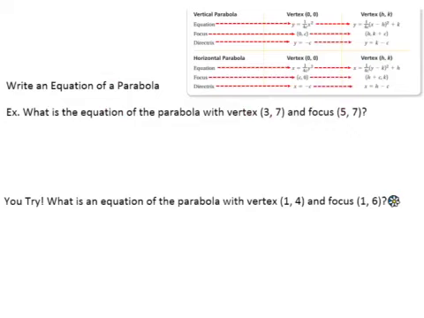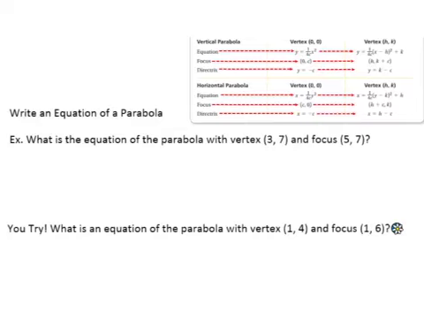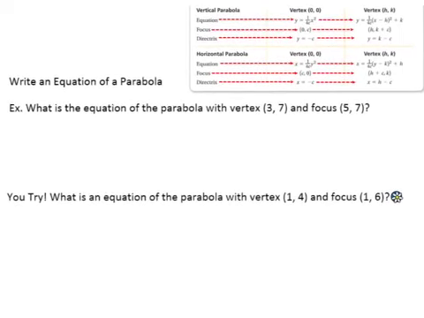Alright, the last thing we want to do is write an equation of a parabola. First example says, what is the equation of the parabola with vertex 3, 7 and focus 5, 7? So if you picture this on a graph, or maybe even if you sketch it, our vertex, if it's at 3, 7, then let's just imagine, here's 3, and then up 7. It's about right there. And then the focus is at 5, 7.